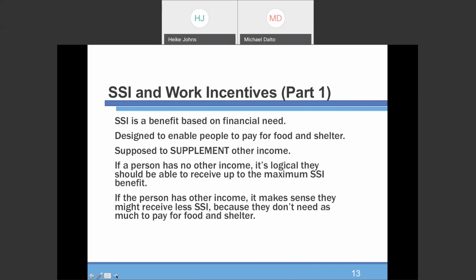Now let's talk a bit about the SSI program, its logic, and the related work incentives. So SSI is a benefit that's based on financial need. It's designed to enable people who are eligible to have at least a basic minimum level of income to pay for living expenses, in particular food and shelter. SSI is supposed to supplement other income. So if a person doesn't have any other income, it's logical that they could get up to the maximum SSI benefit. But if they do have other income, it would make sense that they might receive less SSI because they wouldn't need as much SSI to meet that basic need for food and shelter.